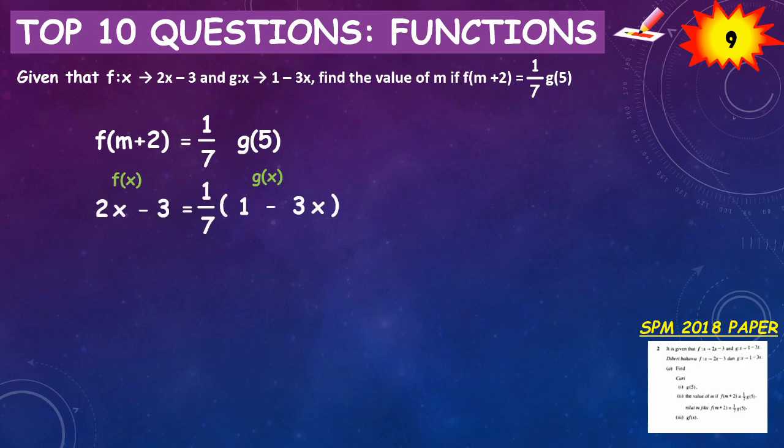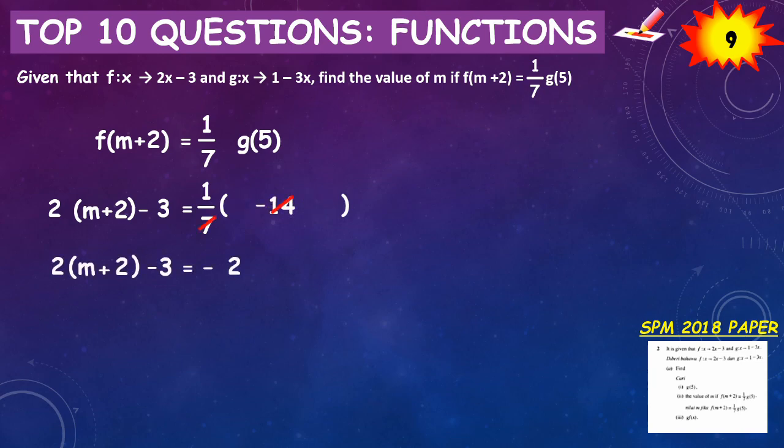Before we substitute m plus 2 and 5 into our respective functions, we first write down what f(x) and g(x) are. Now we replace our x with m plus 2 on the left and 5 on the right. We slowly simplify our equation until we get the answer for m. Workings for the exam marking scheme are shown on the right here.